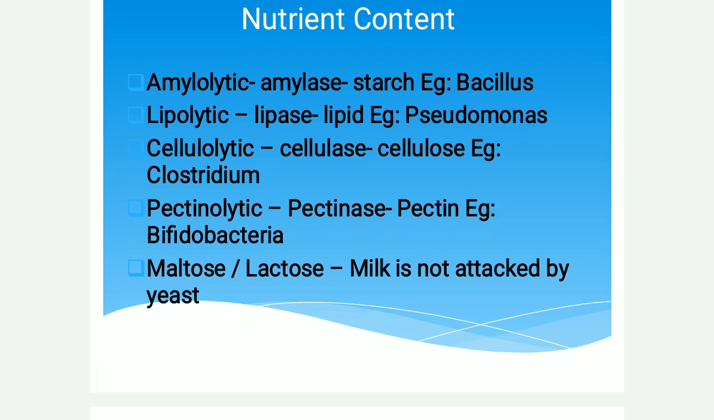Pectinolytic means pectinase producing organisms. The enzyme pectinase should be produced. An example is bifidobacteria. And you might have observed that maltose and lactose in milk are not actually attacked by any Tom, Dick, and Harry organisms. There are certain organisms which are able to grow on milk only, like yeast cannot come and grow in maltose in milk. So this all states that the ability of an organism to break down or to survive on those foods only will make an entry and flourish on that type of food.